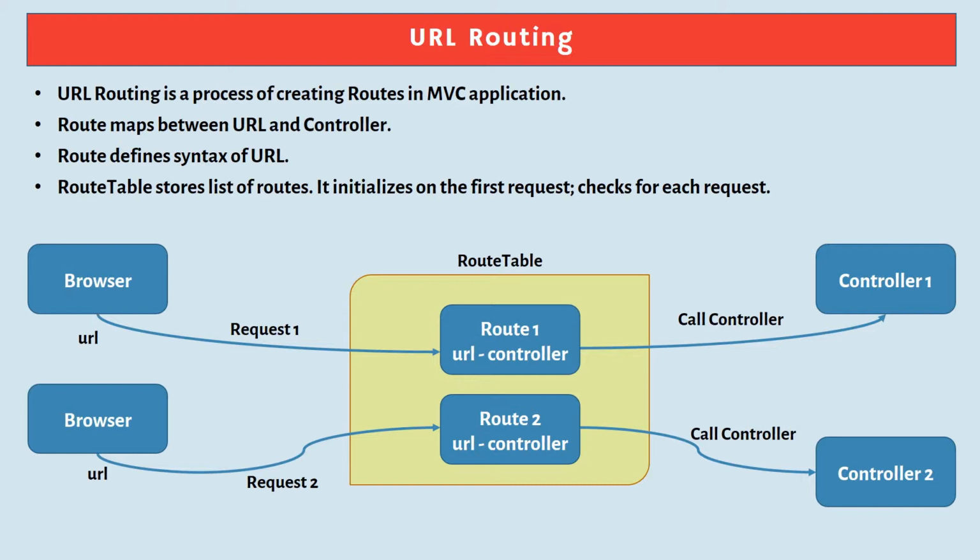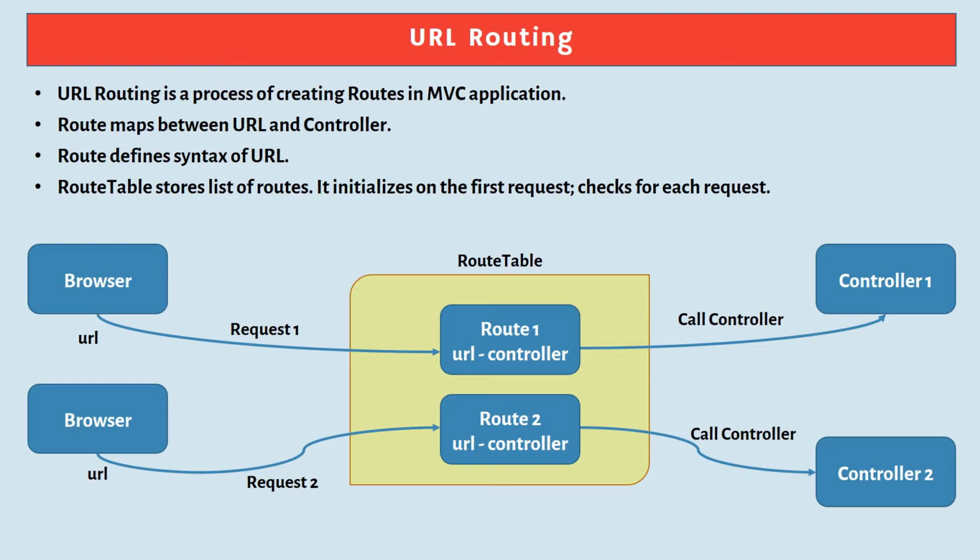The route defines one specific syntax of the URL, a specific pattern of the URL. And it may include some constant values and parameter values. The constant values are called literals. For example, hello is an example of a constant, and product ID is an example of a parameter, because the product ID may be anything at execution time. For example, it can be 101 or 102, whatever it is.